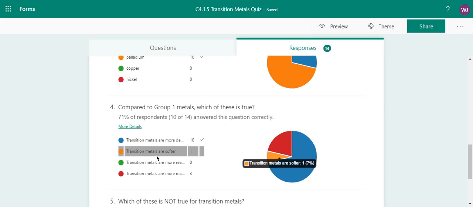Transition metals are softer. That's not true. If we think back to the group 1 metals, if you remember the demonstration, I could actually cut them with a scalpel, so they were quite soft, whereas I wouldn't be able to do that if it was one of the transition metals like copper.